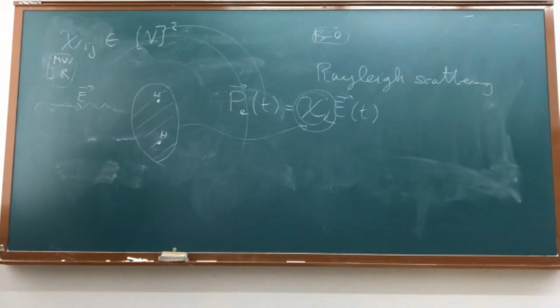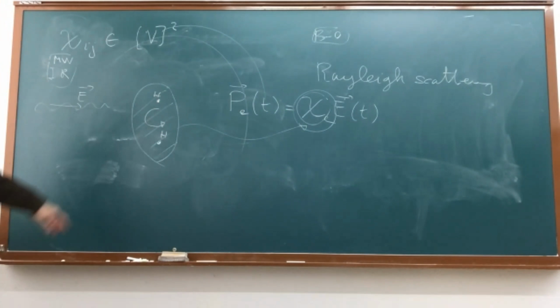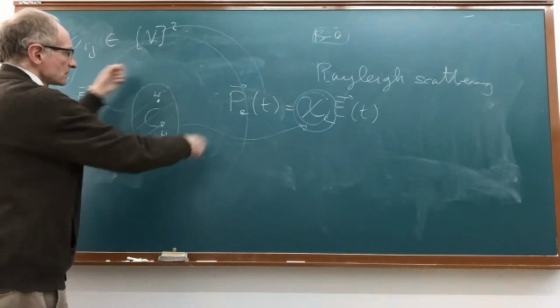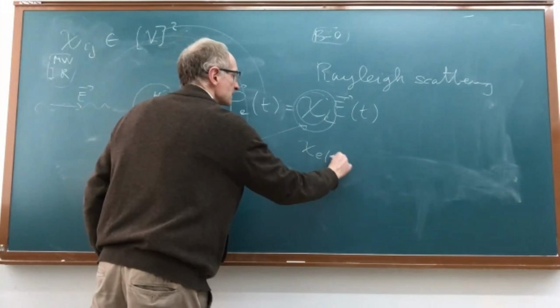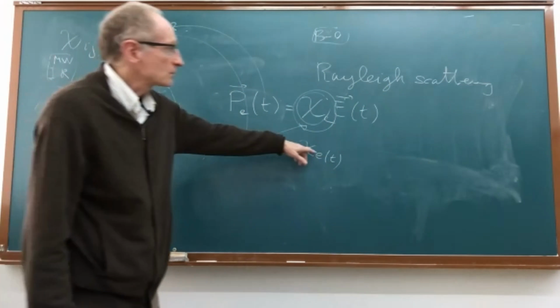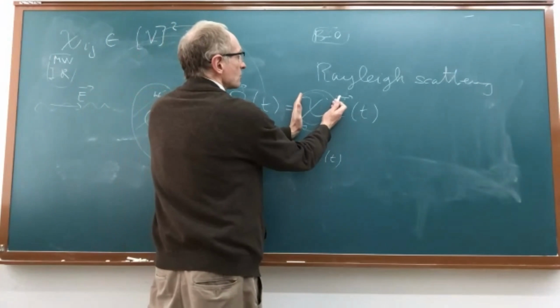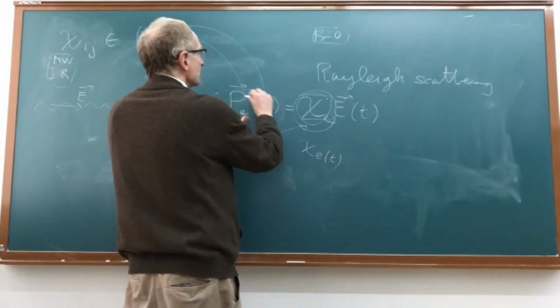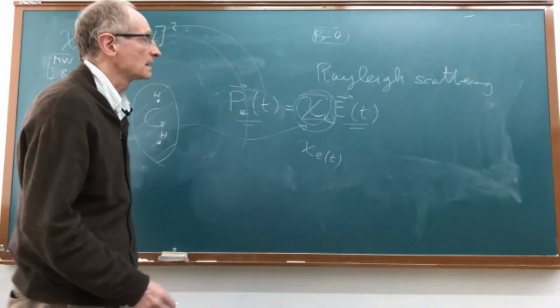So now assume that the molecule is rotating. If the molecule is rotating, what's going to happen? The cloud is going to be rotating around. This thing is going to have time dependence. If this thing is not rotating, this is a constant, and this thing follows exactly the time dependence of the electric field.